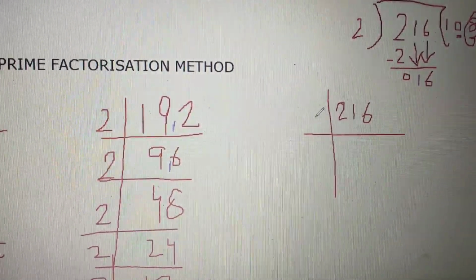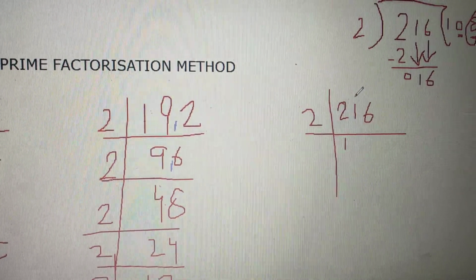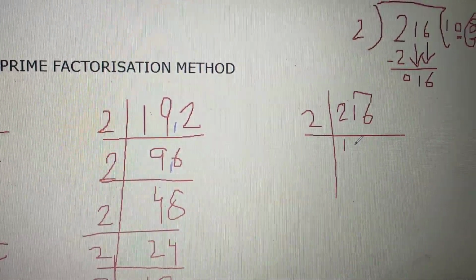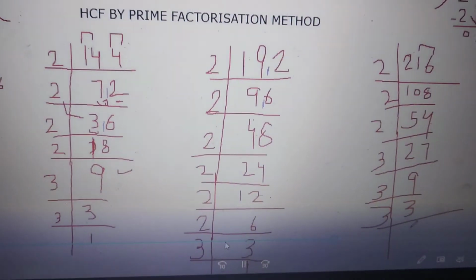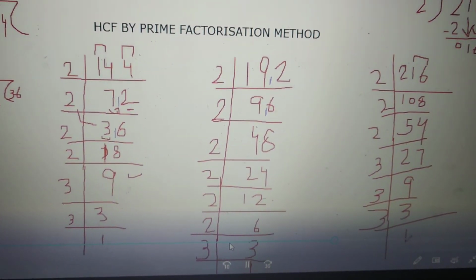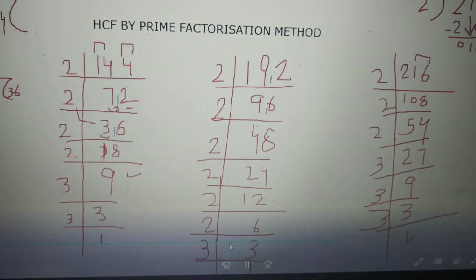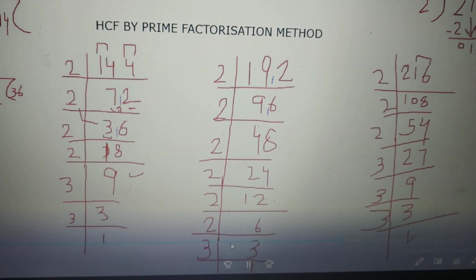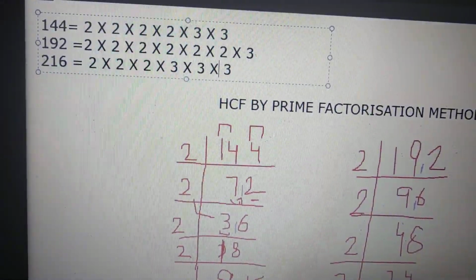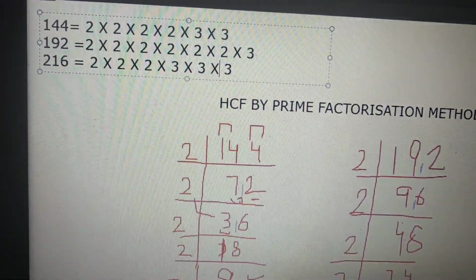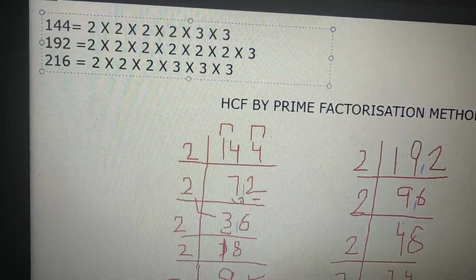Similarly, I will do it here. 2 1s are 2. Now I am taking both the numbers together, so first of all I will take 0. And now 2 8s are 16, so I will write 8 here. I have got all the prime factors of 144, 192 and 216. Now we will find the common factors in all these three numbers. I have written all the factors, and now I will see which factors are common among them.